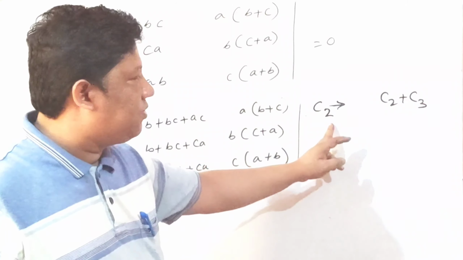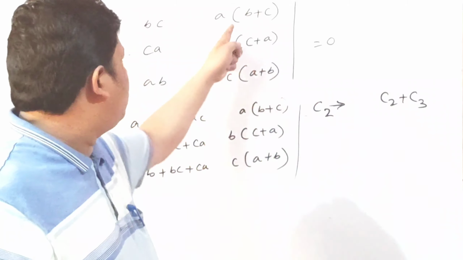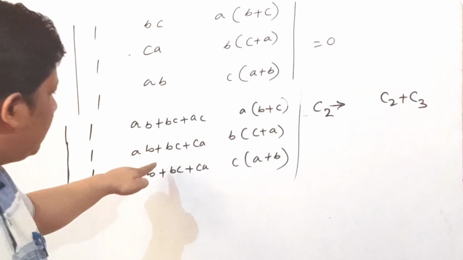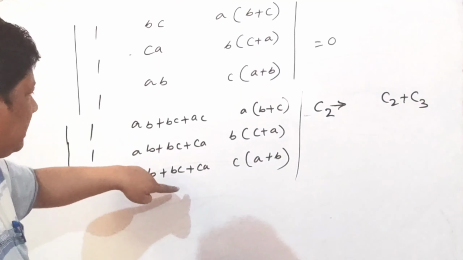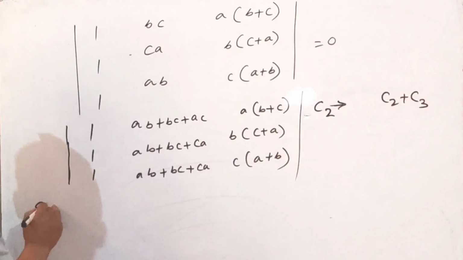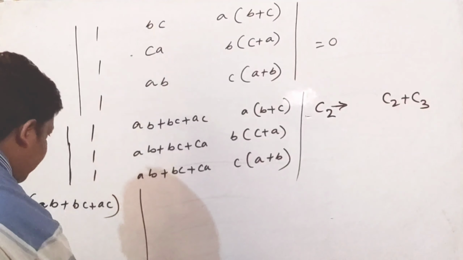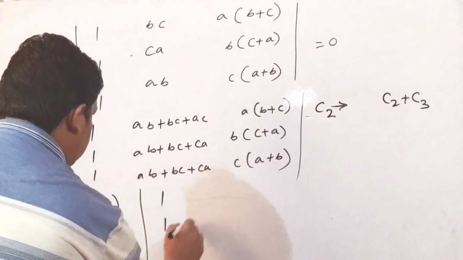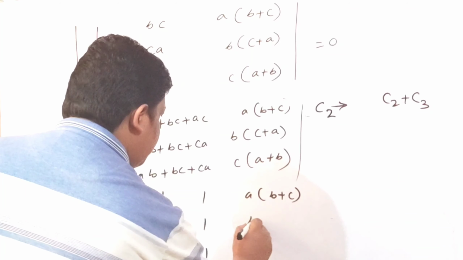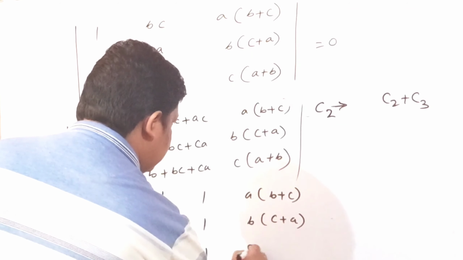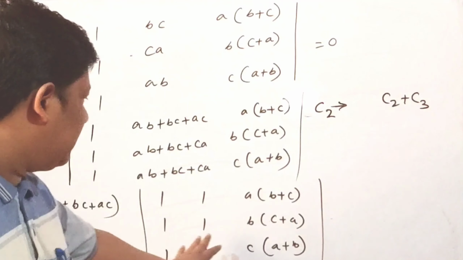I just operated C2 plus C3. I applied C2 plus C3, added these two, so I got this result. You can take this number common from this side, then you get how much? AB plus BC plus AC. Then the remaining numbers are 1 1 1, here 1 1 1, and A into B plus C, B into C plus A, and C into A plus B. So I get the determinant like this.